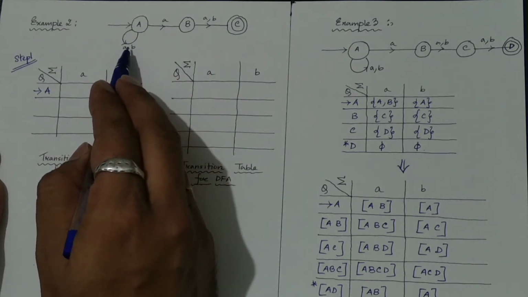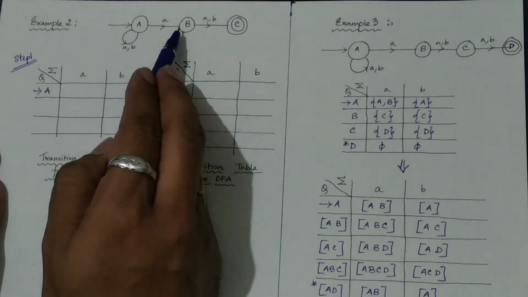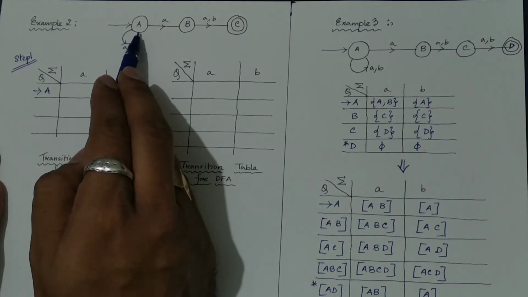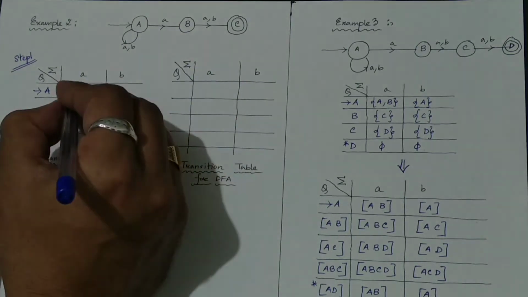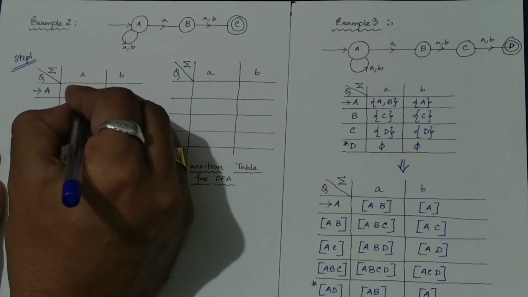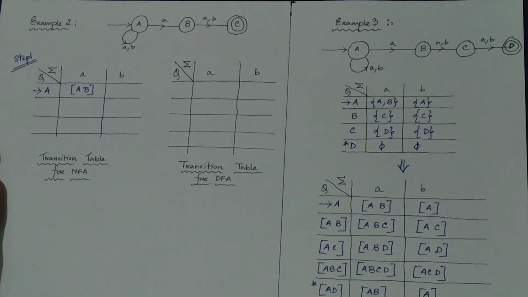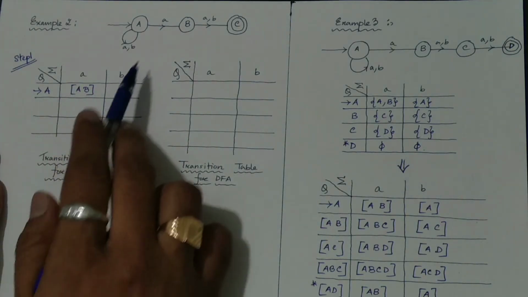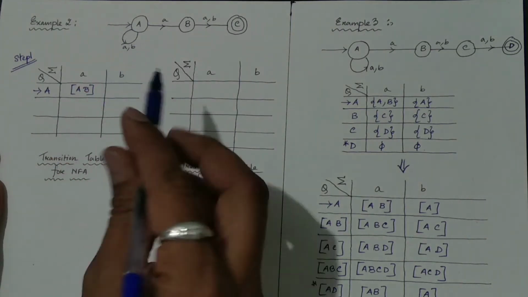A on seeing A, where it is going? It is going to 2 states. See, one it is going to itself and one it is going to B. So I can write down like this: A, B. Clear? Then A on seeing B, where it is going? A on seeing B, it is going to itself.